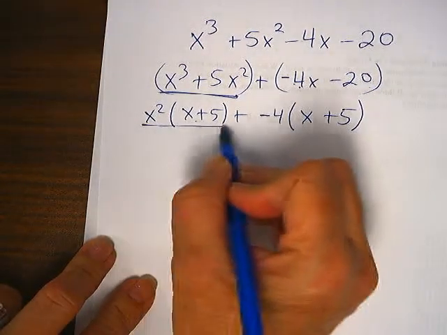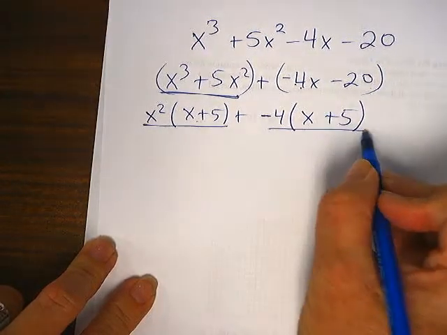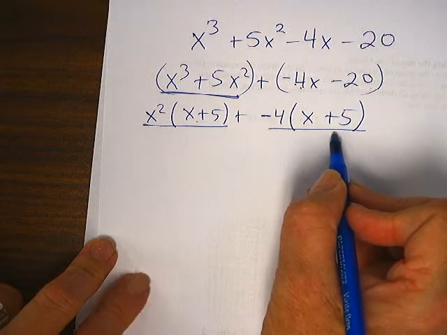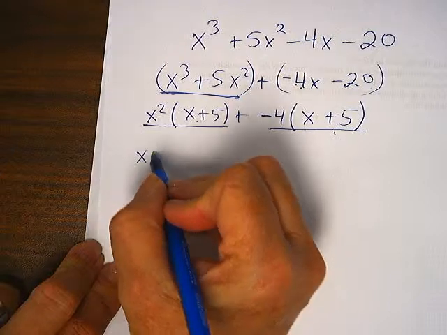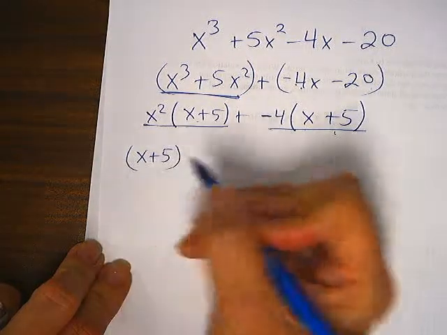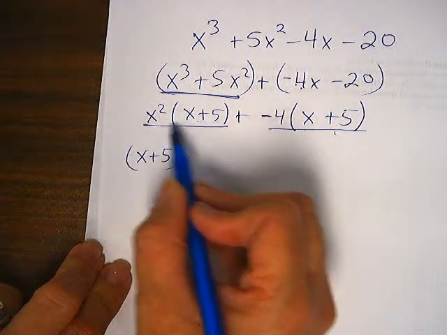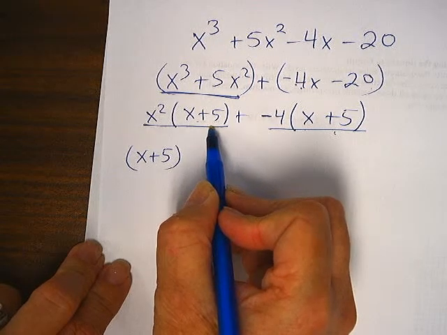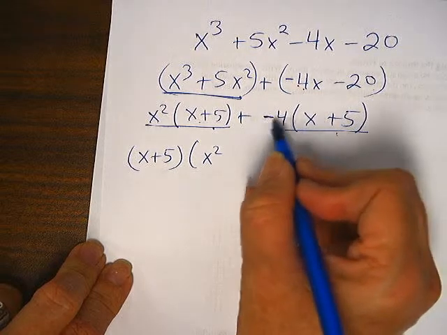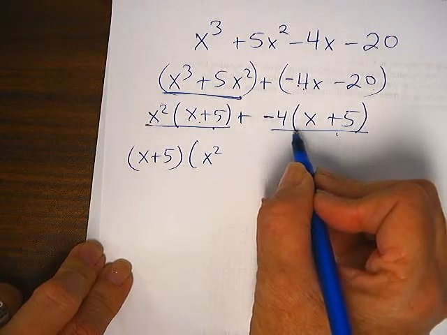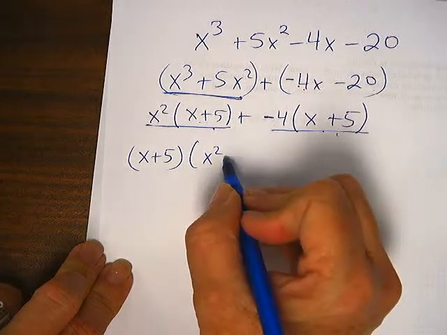Okay, so in this first group and in this second group, they both have an x plus 5 as a factor. So I'm going to factor out the x plus 5. And again, you need to keep that in parentheses. And what was left from the first term when we factor out x plus 5 is just an x squared. And what's left from the second term is just the negative 4.